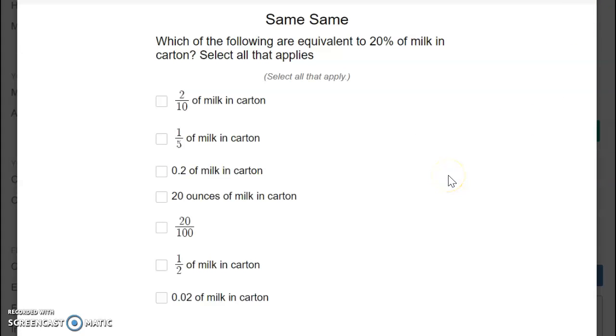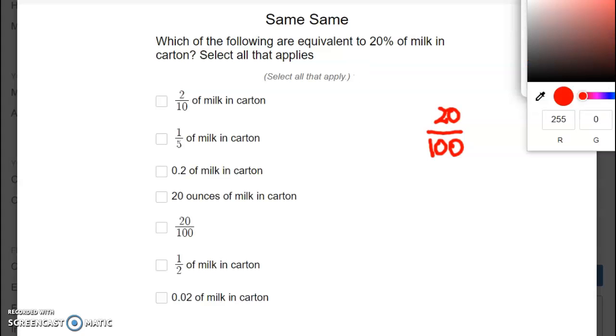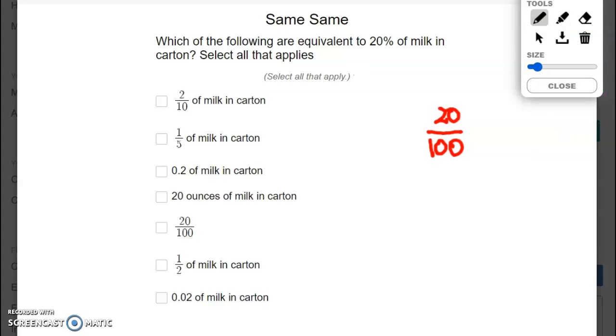Which of the following are equivalent to 20% of milk in carton? 20% is same as 20 over 100. So I can think of this as 20 percent is always going to be over 100. 20 divided by 100. I can always divide the top and bottom by 10 to simplify. So if I divide top and bottom by 10, that's going to be 2 over 10. So this will be correct.